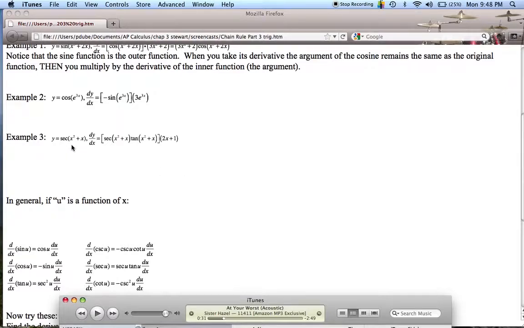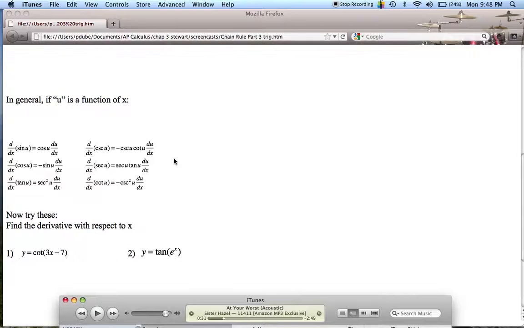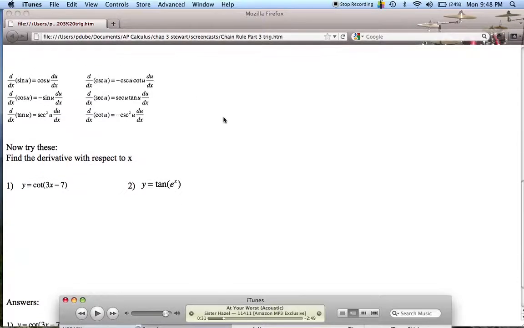Y equals secant of x squared plus x is my next example. So the derivative with respect to x is secant, the derivative of secant is secant tangent. Notice it's secant of what was originally the argument times tangent of the original argument, and then multiply by 2x plus 1. In general, if u is a function of x, you get these for the derivatives.